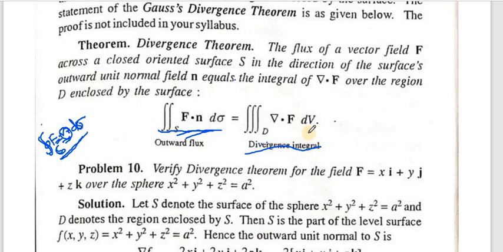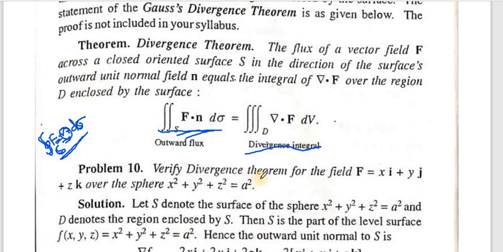That is, if a surface S is bounded by a closed curve C, then the line integral over C should be equal to the surface integral of del cross f dot n. In the divergence theorem, we are connecting the surface integral and a triple integral. Now we do not need its proof. Our syllabus does not include the proof of this theorem, but we have to verify the divergence theorem, and we have to do some more problems using the divergence theorem.